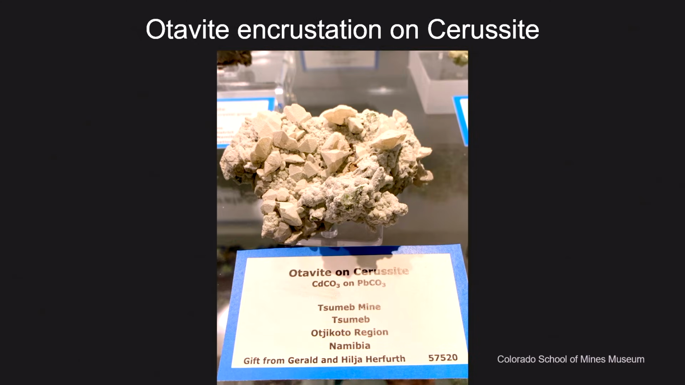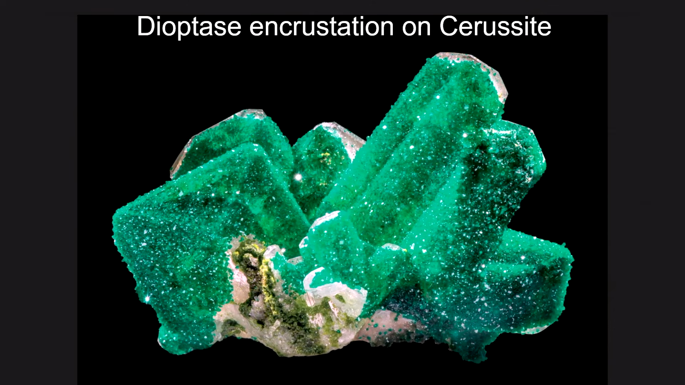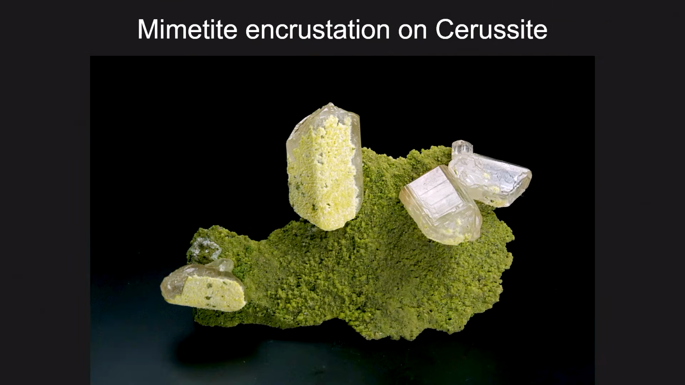Here is a very striking specimen that I saw at the Colorado School of Mines Museum, where there is cerussite, and the whole specimen has been coated with the rare species otavite, cadmium carbonate. Quite a wonderful example. Speaking of wonderful examples, here is a very striking cerussite cluster that has been coated with dioptase. And here is mimetite that is coating cerussite.